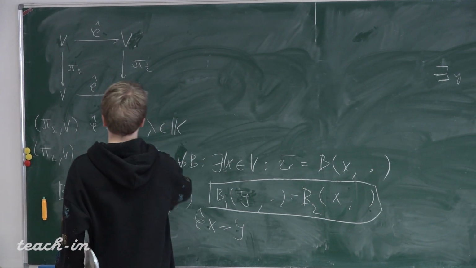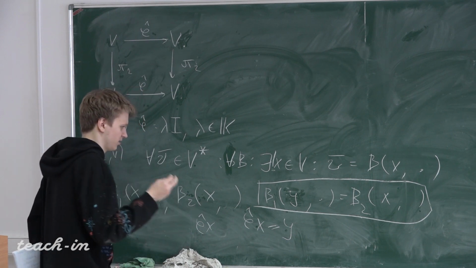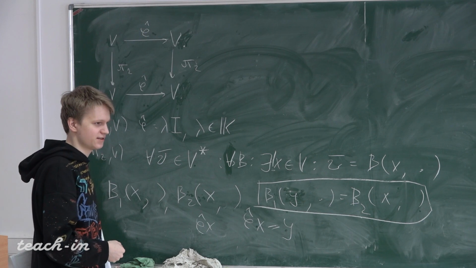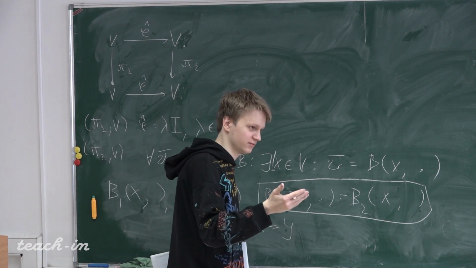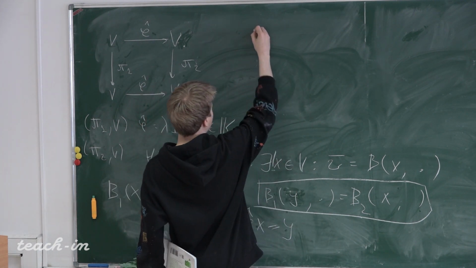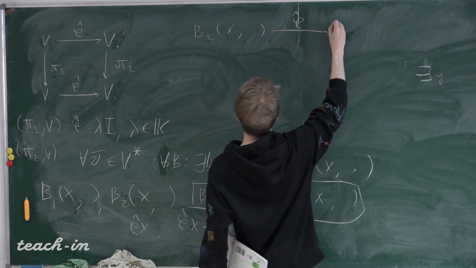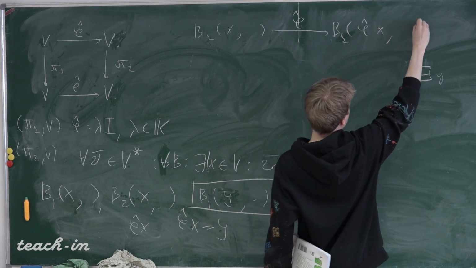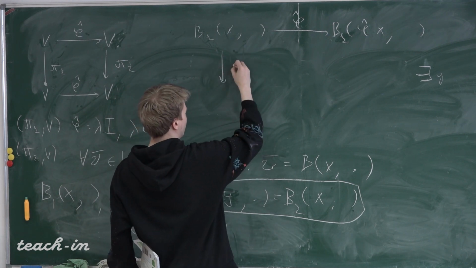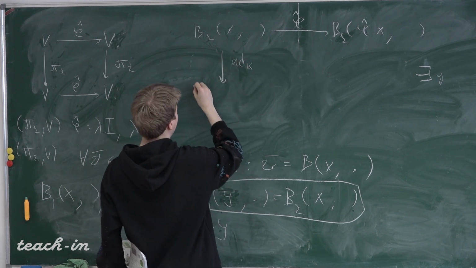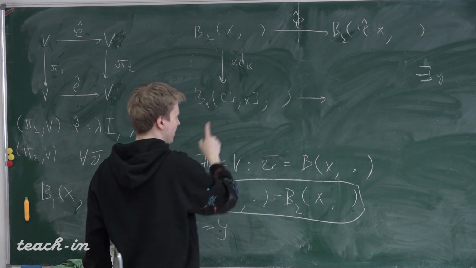So anyway, now we need to find this pair of transformations. Since our Lie algebra is simple, the adjoint representation is irreducible. We have the following diagram. Here we have b1 of x, and here we have phi, b1 of phi x. And here we act by the adjoint representation of an element k, and we have b1 of kx. And now we remember that our form is invariant.